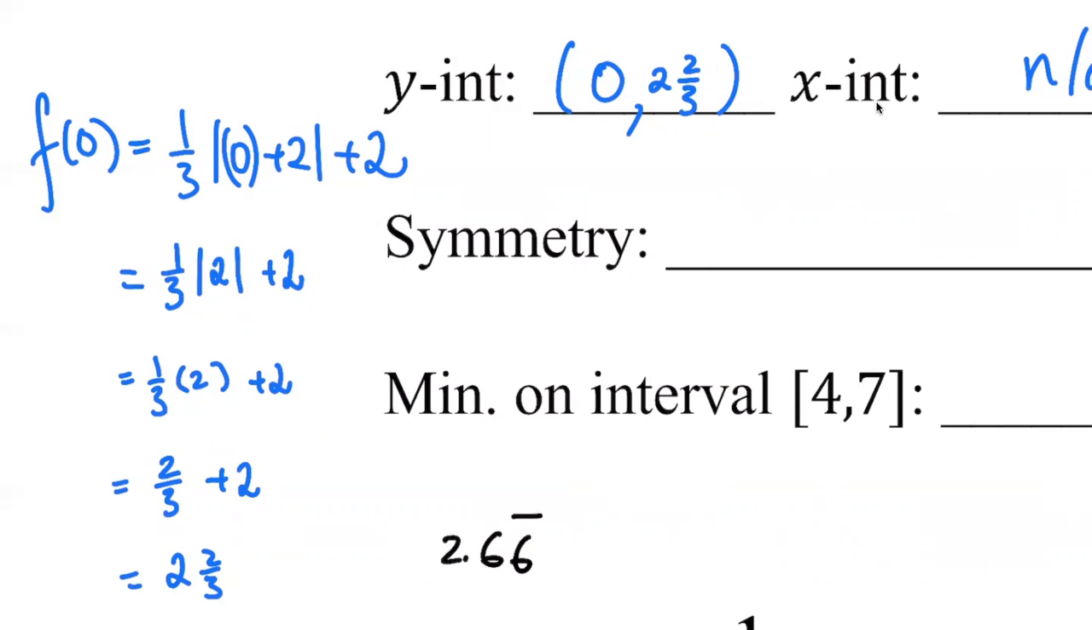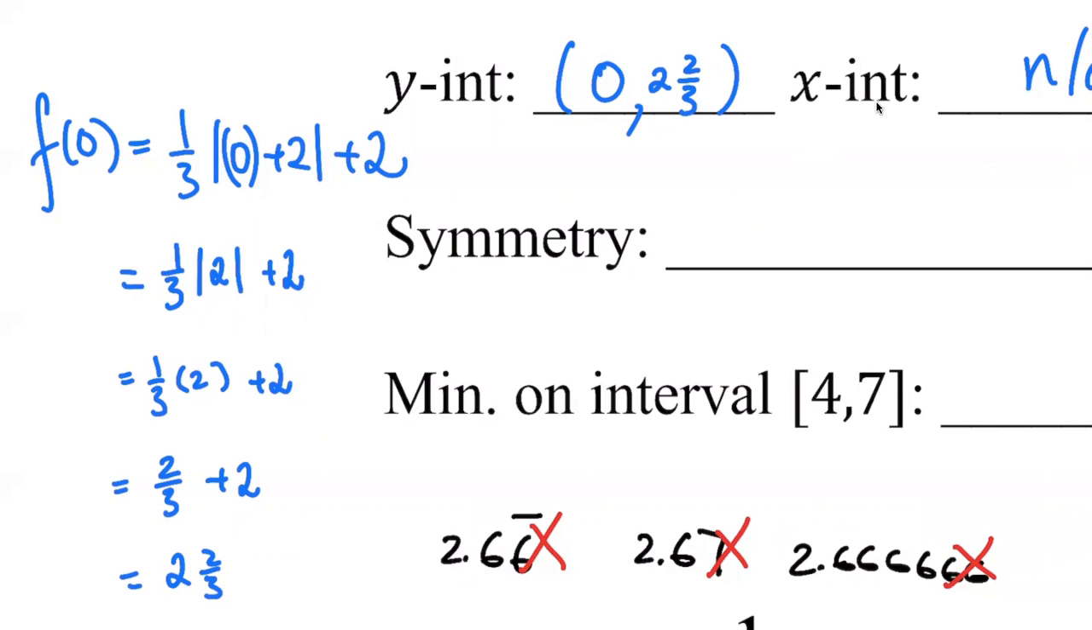Now please do not do this. Do not do this. Please don't. And the reason why we would say don't do this is because we want an accurate value. And in this case, the accurate value is to be expressed by a fraction. So 2 2/3 will be the only accepted answer here.